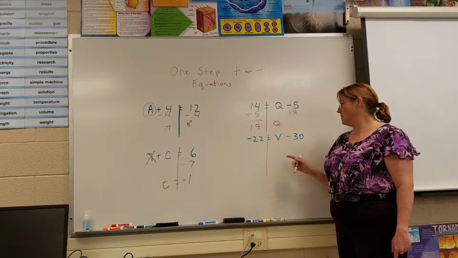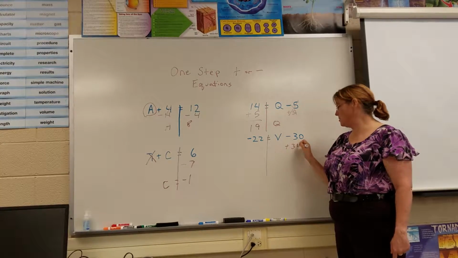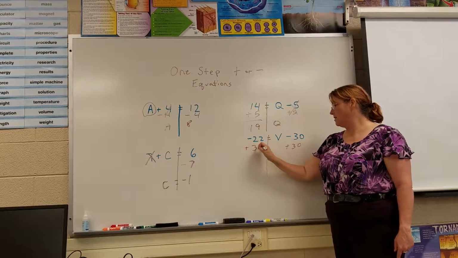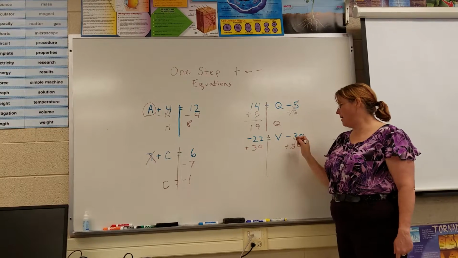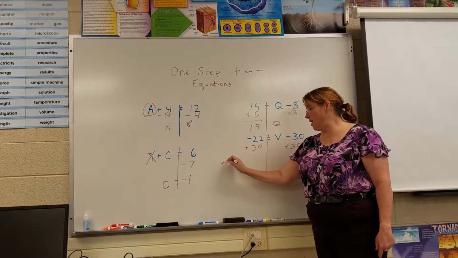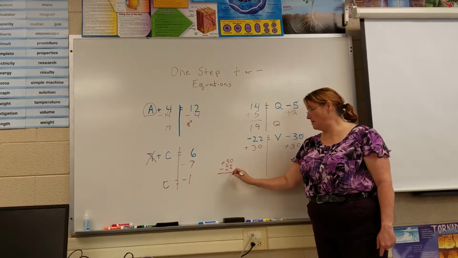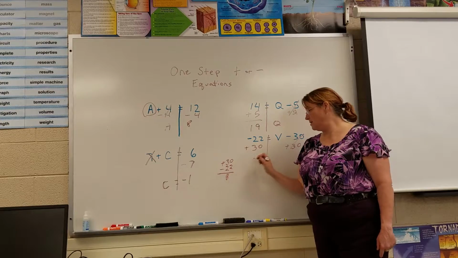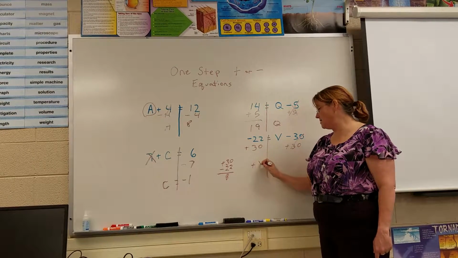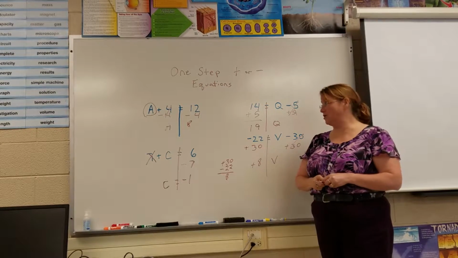And V on this side, we want to get rid of minus 30 by plussing it to both sides. Again, if I have plus 30 minus 22, that sometimes helps to write it in the normal direction, keeping the signs, and you end up with 8. So I end up with plus 8 as my answer. So that's an example of a one-step equation.